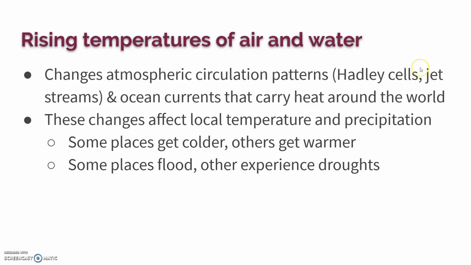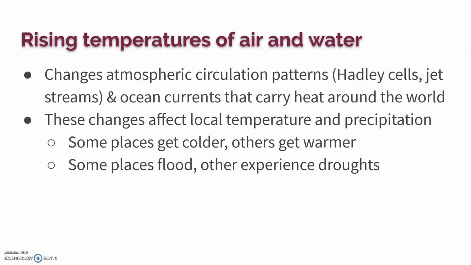Alright, so as we see this global increase of average temperature, that changes the temperature of the air and the water. This is all important to the circulation of water around the planet, and ocean currents as well. So all of this is responsible for taking heat and water, moving around the world. That affects local precipitation, local temperatures. So if it's affecting circulation, it's affecting the local climates. Some places will get colder, other places may get warmer. Some places flood, others experience droughts. So it's not all the same.